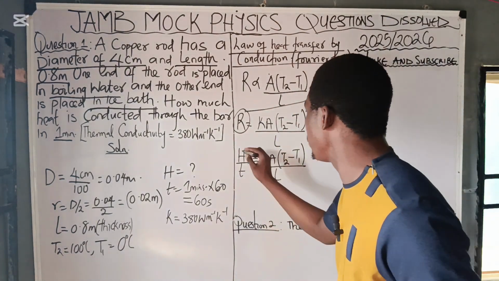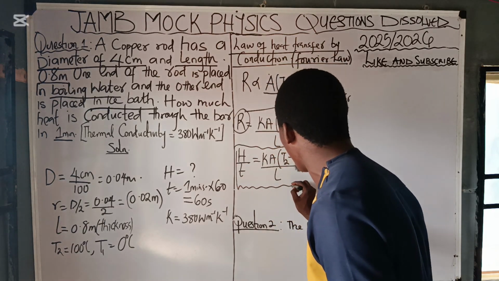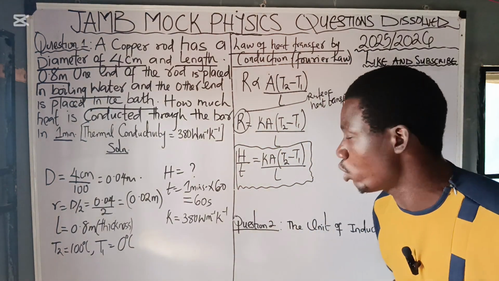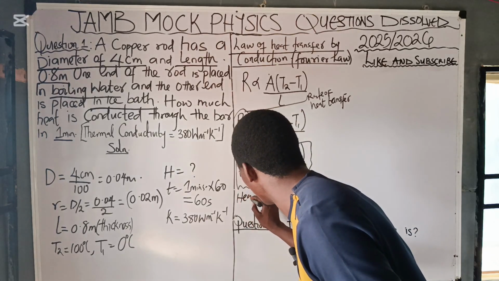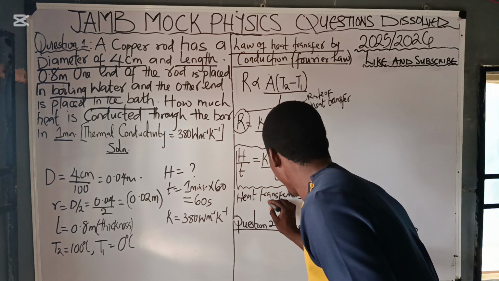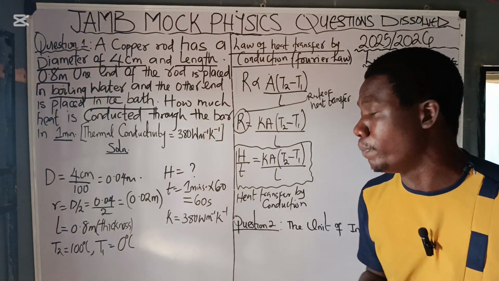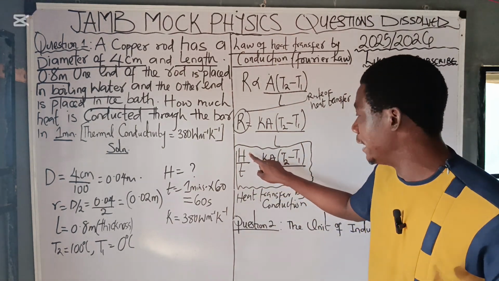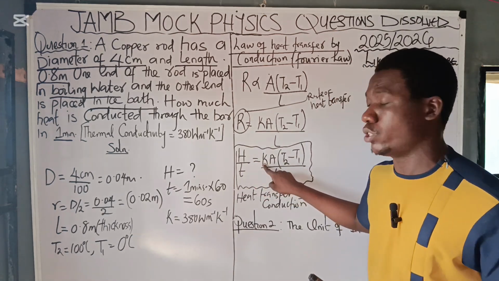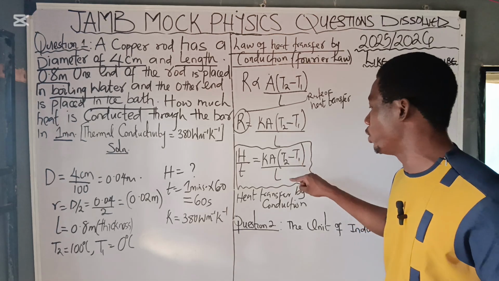I repeat again. Please master this formula, as it is the formula involving the transfer of heat by conduction. Make sure you cram this formula. It is very important. I repeat again: amount of heat transfer, time taken, thermal conductivity, cross-sectional area, final temperature, initial temperature, thickness.